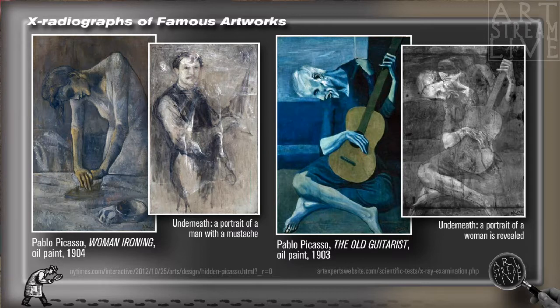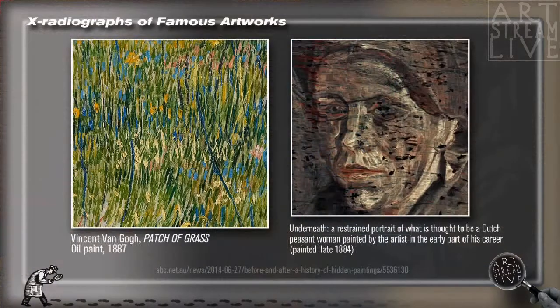Another famous one is The Old Guitarist. When they examined it, there's a portrait of a woman underneath that one. So this gives us some historical insight into how he worked and what he did. So we've got some more examples of these.